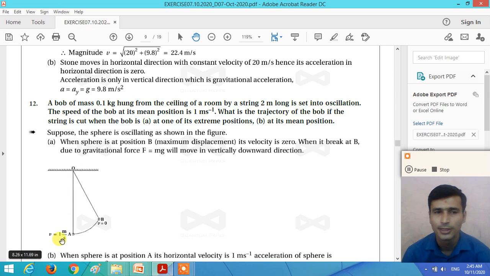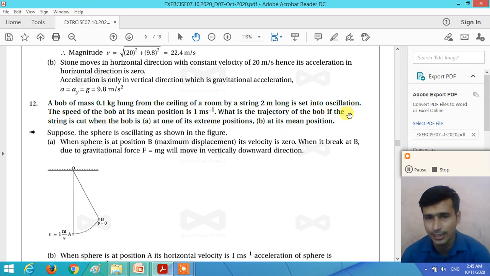Mass of the bob is 0.1 kg. Now it is free to oscillate in the horizontal direction. The speed of the bob at its mean position is 1 meter per second. So at the lowest position, the speed of the bob is 1 meter per second, and we can consider the velocity of the bob at the mean position, that means at the lowest position, is 1 meter per second.